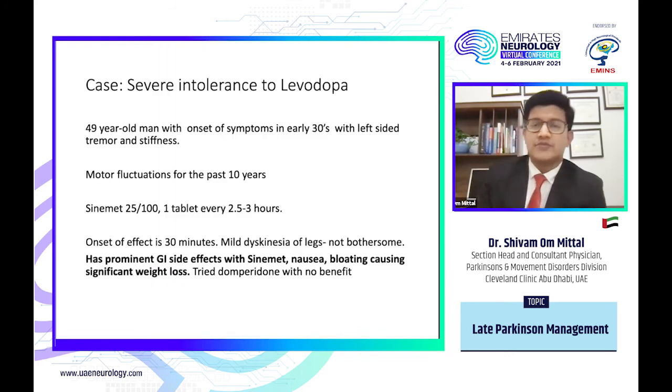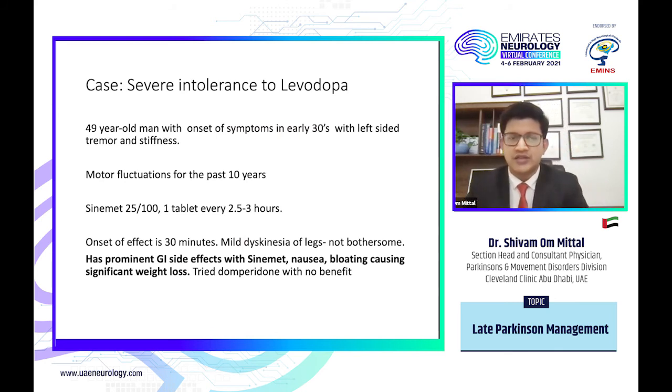Okay, now we come to the next case, a 49-year-old male who has had Parkinson's for more than 10 years and takes medications every 2.5 to 3 hours. The problem with him is when he takes the medicine, it causes severe side effects such as nausea and vomiting. He lost more than 30 kgs. And you look at him, he's very frail. He was pretty muscular and a heavy guy earlier, but he lost all his weight because of the side effects of the medication.